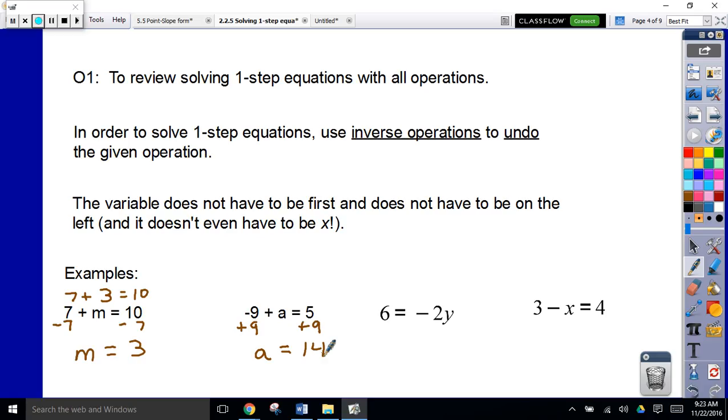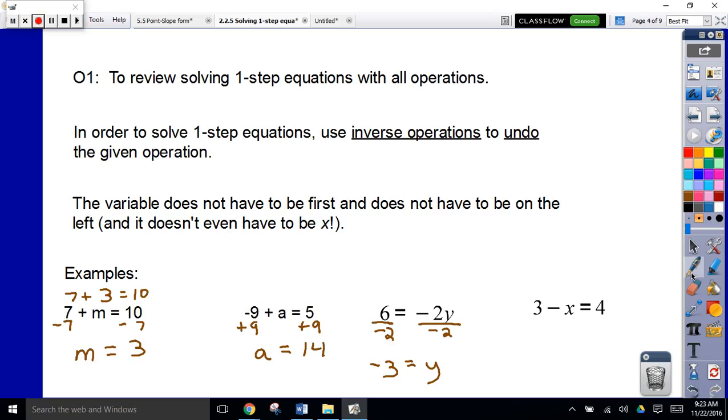Okay, next example, my variable's on the right, but I'm still going to do the same thing. I want to get y by itself. I need to get rid of the -2. Hannah, how do I get rid of that -2? Divide by -2. And I need to do the same thing to both sides. 6 divided by -2 is -3 equals y.